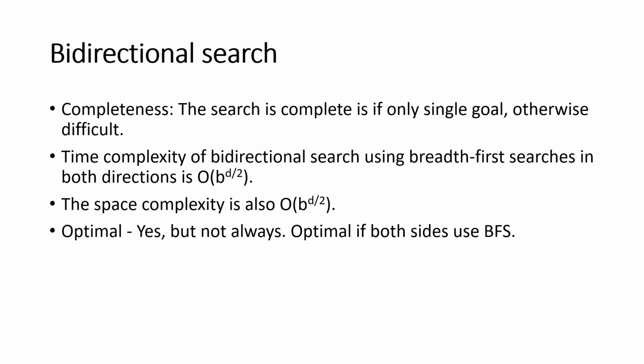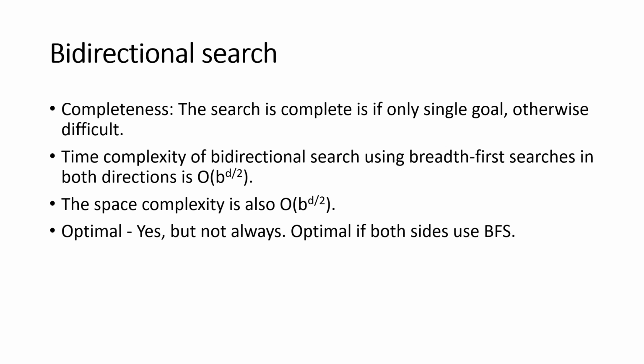And here we will see the properties of bidirectional search. Bidirectional search is complete if and only if there is a single goal, otherwise it is difficult. That means a well-defined goal state and reverse actions are available, and then it is complete. If there are multiple goal states, then performing backward search becomes difficult and completeness is also not guaranteed.